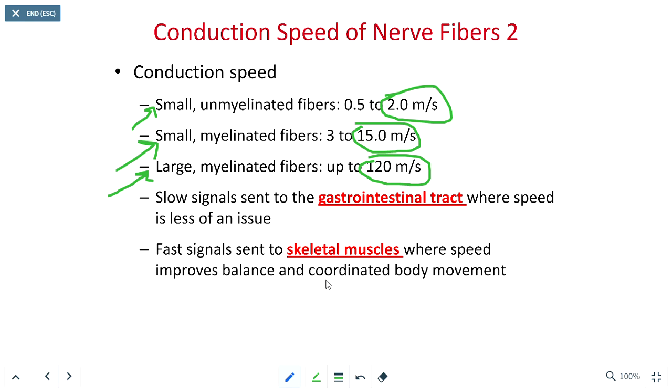So when would we want slow? When would we want fast? Slow signals are typically going to be reserved for the gastrointestinal tract, or areas where we don't need a lot of speed. And sometimes slow and steady is more important than having fast and instantaneous communication. We save our fast signals for areas like our skeletal muscles, where we need lots of speed. We need to make lots of small corrections very quickly in a very short period of time so that we can be coordinated and not fall over.